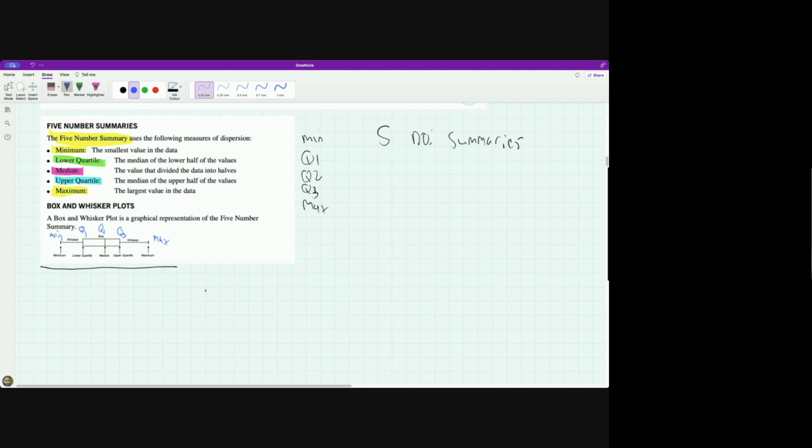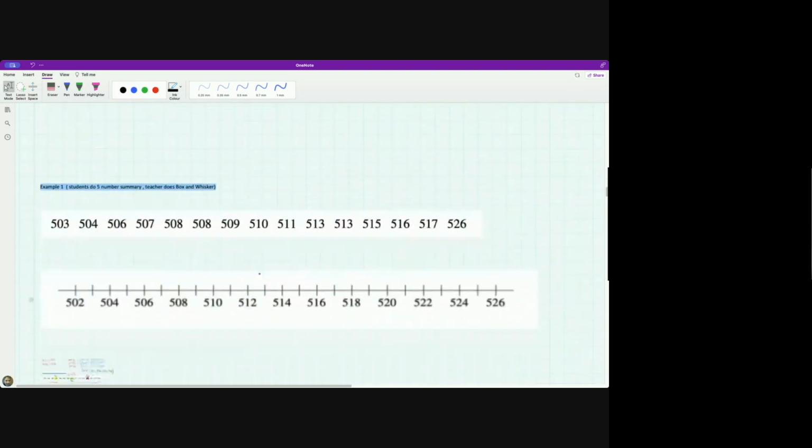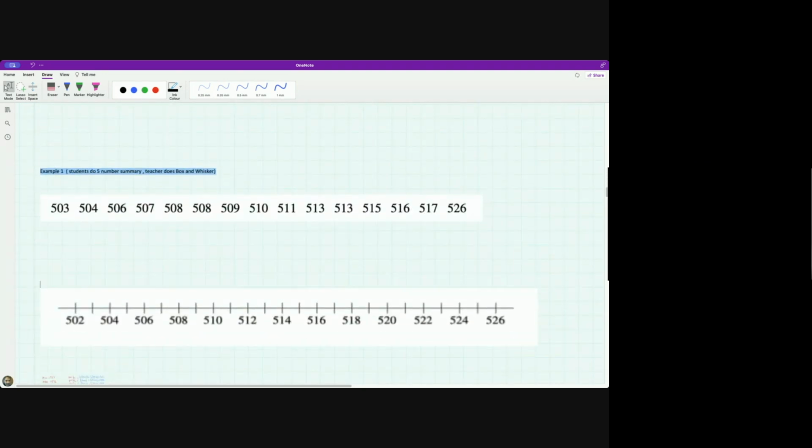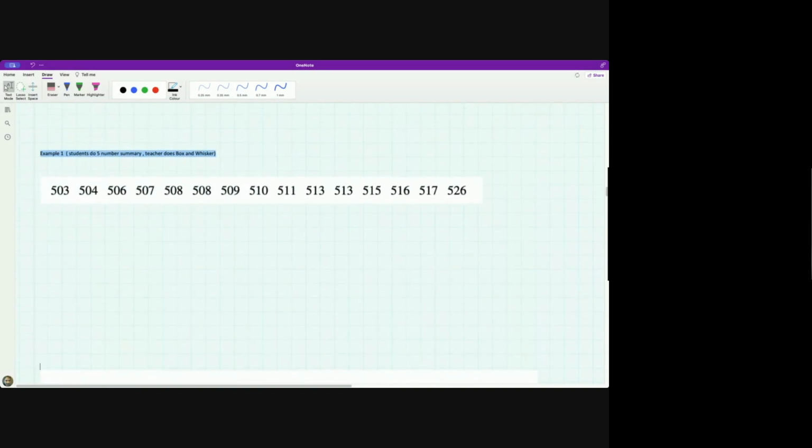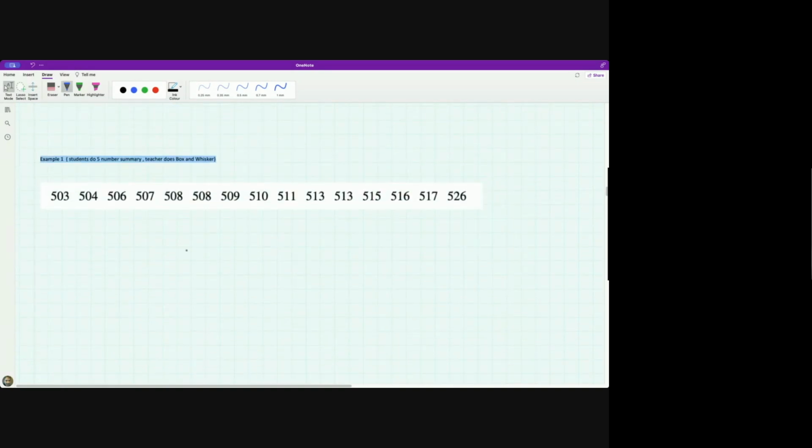So I'm going to show you how this works with an example. And then after our break, you're going to do it for me. So let us go to this data set over here, and I'm going to get rid of the number line because we'll use that later. So the very first parts of a 5-number summary are super simple because the minimum value would be 503. The maximum value is 526. Really not hard. Now we need Q1, Q2, and Q3.